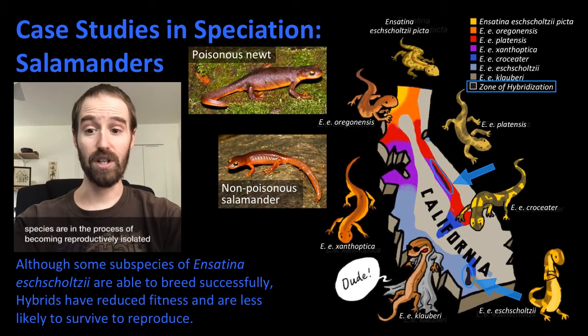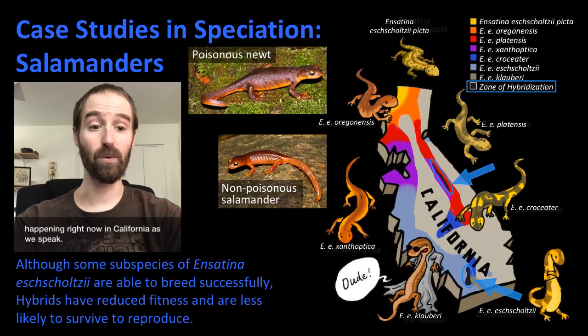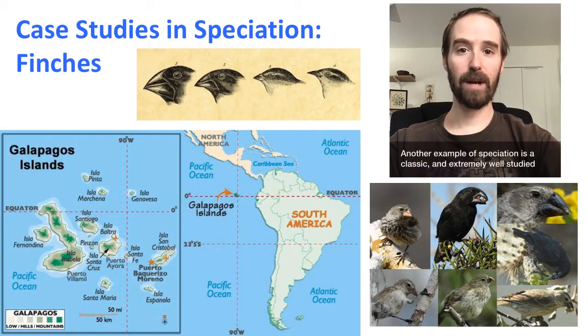These subspecies are in the process of becoming reproductively isolated from one another, and separate isolated gene pools are being established. This is a key step in the process of speciation, and it is happening right now in California as we speak. Another example of speciation is a classic and extremely well-studied example, one which Darwin himself studied when he traveled to the Galapagos Islands.